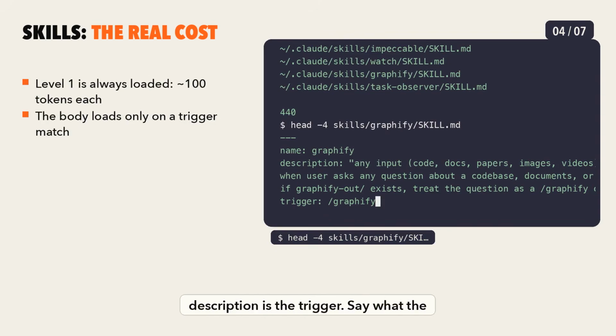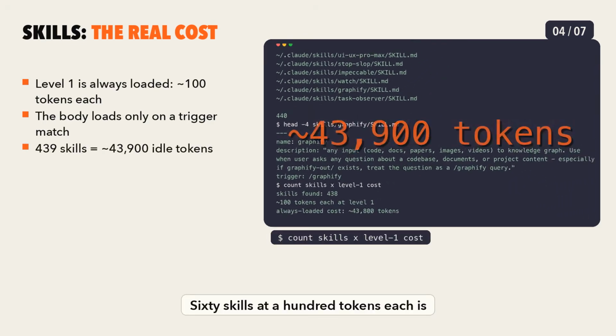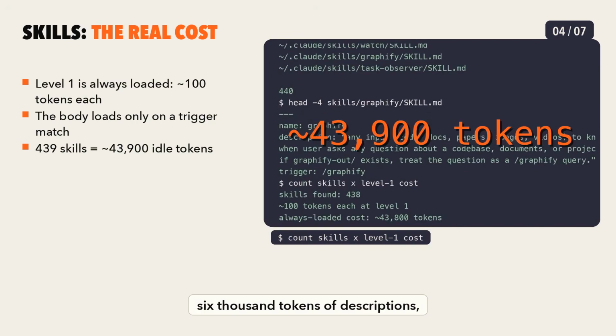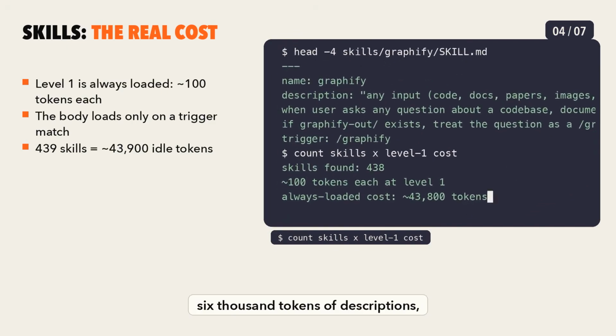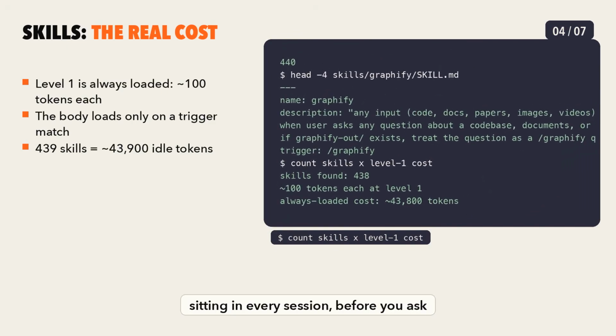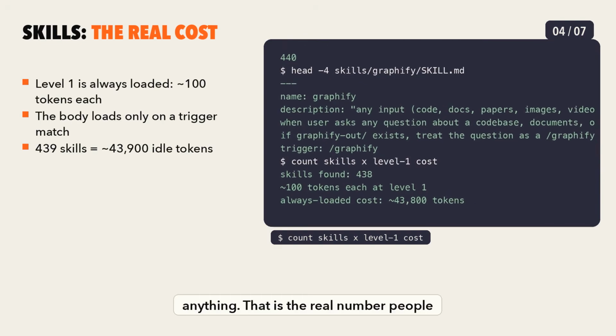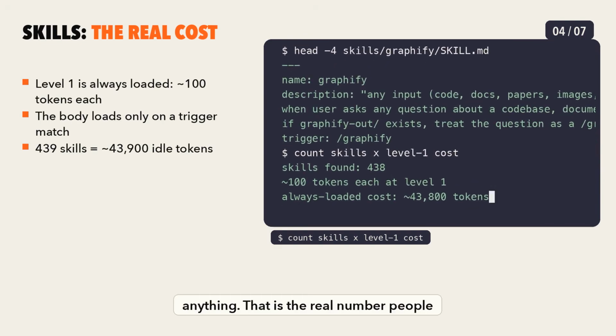And the description is the trigger. Say what the skill does and when to use it, or it never fires. 60 skills at 100 tokens each is 6,000 tokens of descriptions sitting in every session before you ask anything. That is the real number people miss.